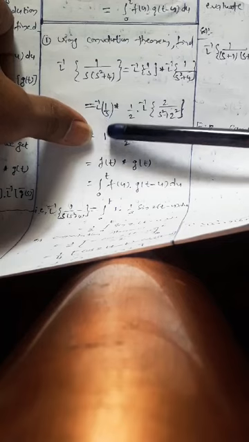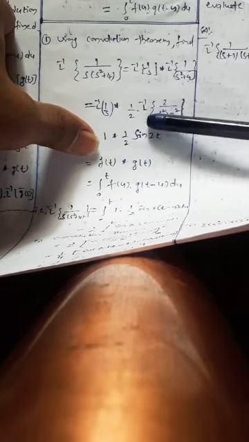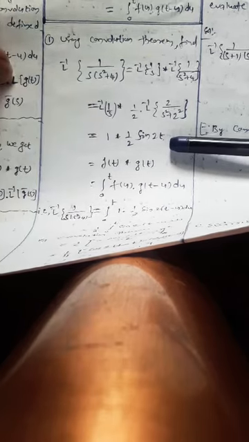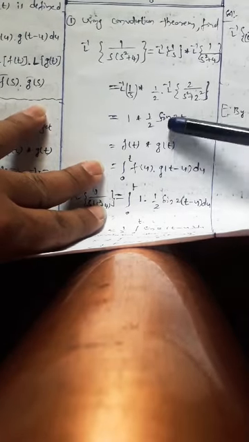L inverse of constant by s is the constant; in place of the constant we have 1. Multiplied by 1 by 2 times L inverse of a by s square plus a square, the formula for sin at. Now L inverse of f bar of s and L inverse of g bar of s, finally we get in the form of f of t into g of t.